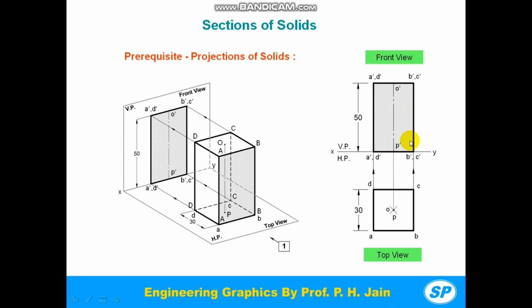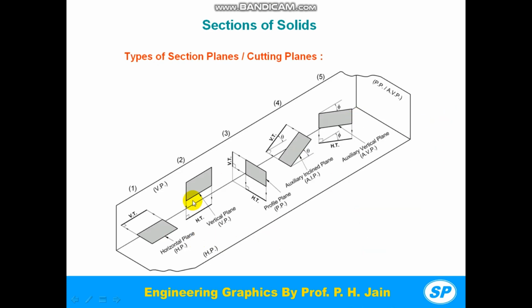In sections of solids, what do we do? We cut this solid by a section plane which is perpendicular to one of the reference planes. It is cut by these five types of section planes. First, the section plane may be a horizontal plane, or it may be a vertical plane, or it may be a profile plane, meaning it is perpendicular to VP as well as HP.